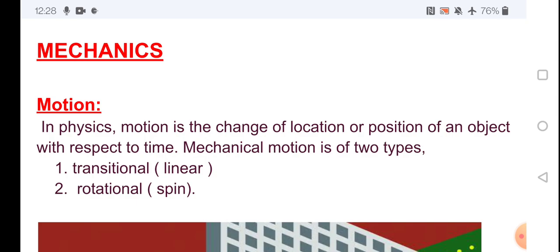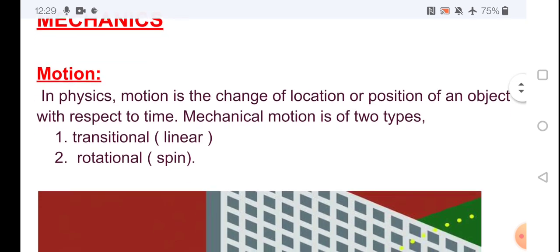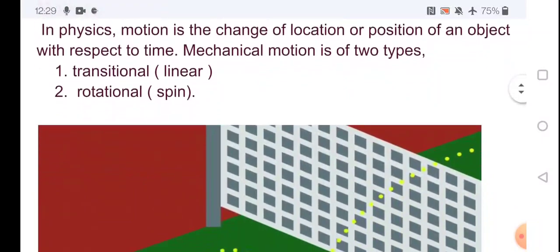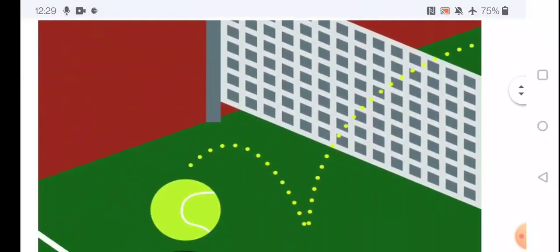In physics, motion is the change of location or position of an object with respect to time. See the picture. The picture shows the motion of a ball. The dotted line shows the motion, how the ball is moved. This dotted line shows the motion of the ball.